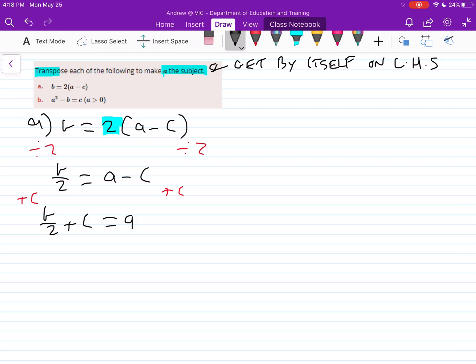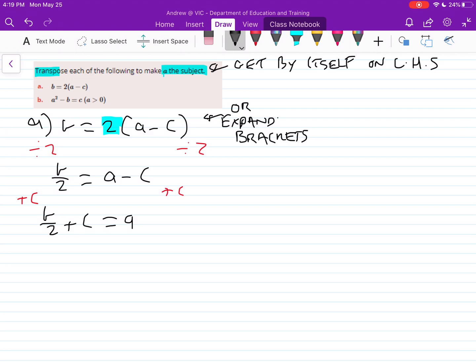You can actually do a separate way. You can expand the brackets and then just get it out by itself. You'll get the same answer. Okay, so just be aware of that. You will get the same answer, but it will look a little bit different.